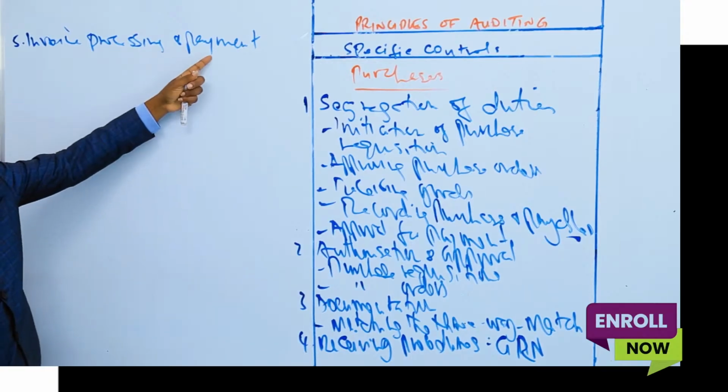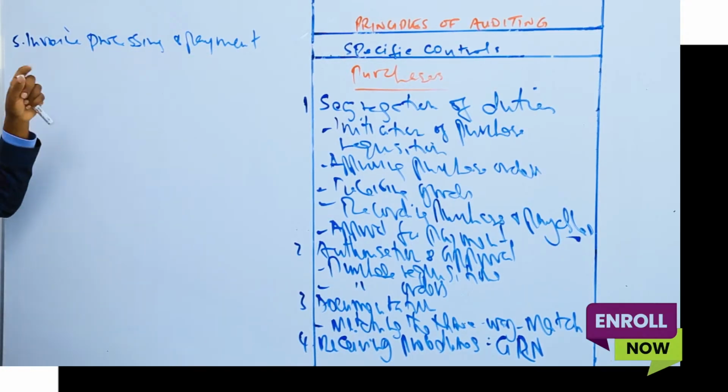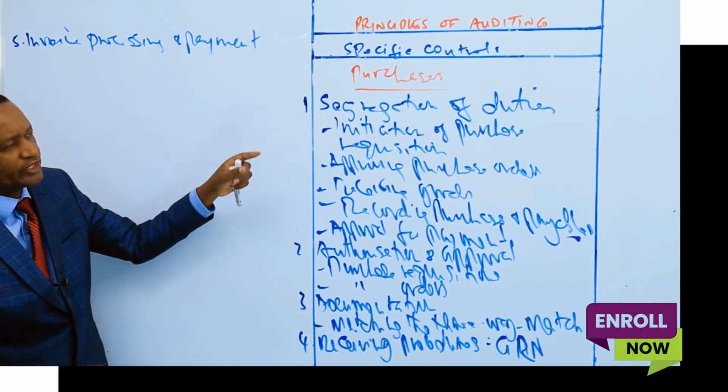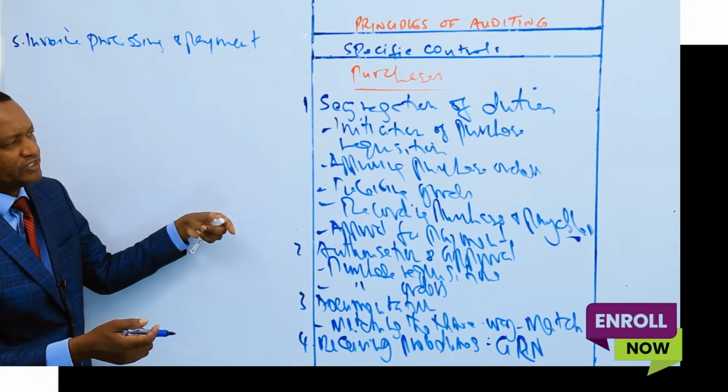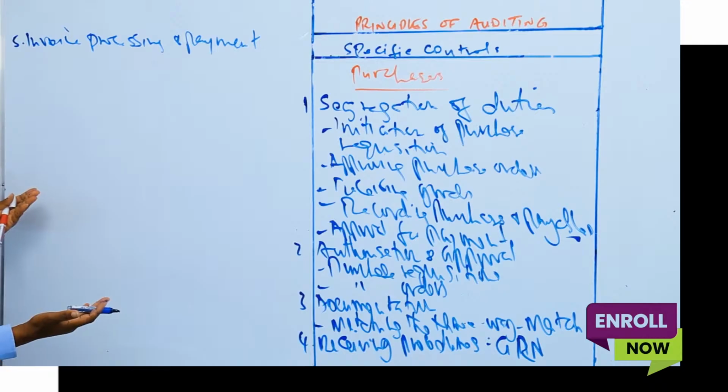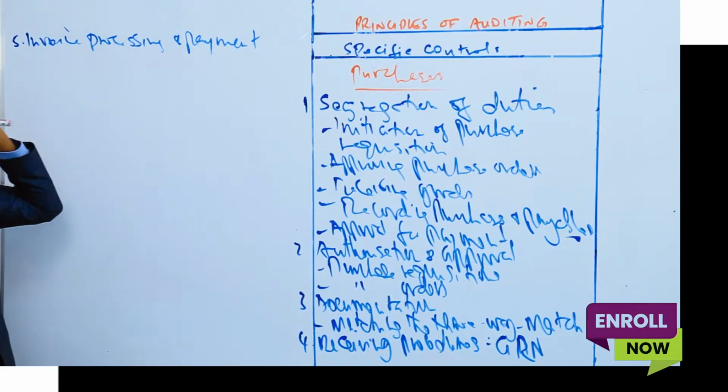Before payment is made, there ought to be proper matching. What was requisitioned? Is it what was ordered? Is it what was received? So all the documents at each stage have to be analyzed and also checked for accuracy. And there ought to be use of pre-numbered checks or electronic transfer authorization. That is in relation to payment.